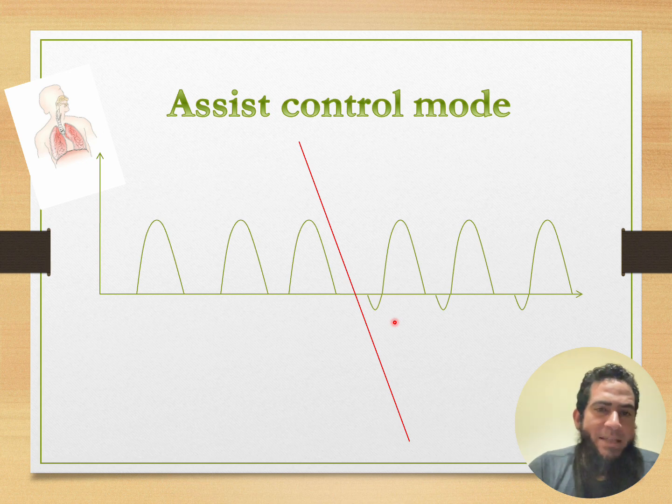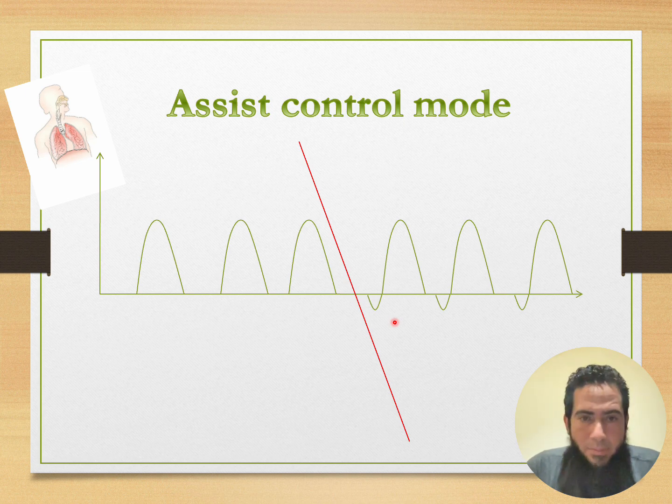is called assist control mode. The assist control mode has different names on different machines. So the assist control is the same as the IPPV, or the IPPV assist on some machines. So that basically means that assist control is alternation between the controlled, which is mandatory breath, and assisted breath.